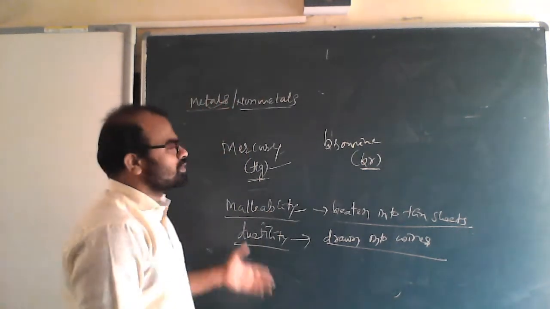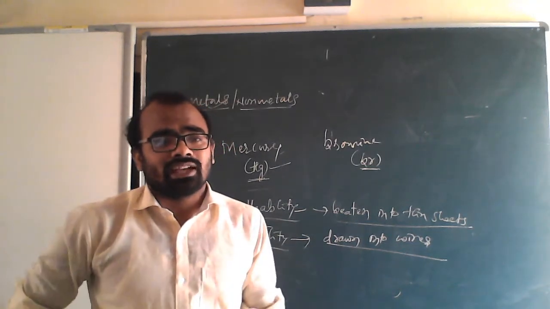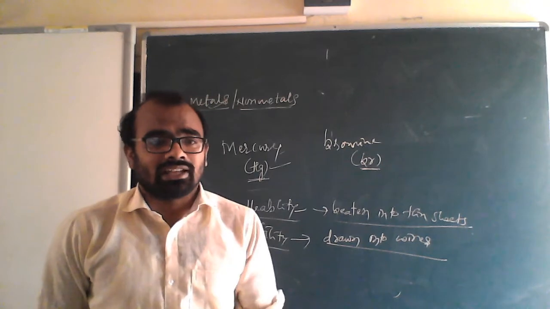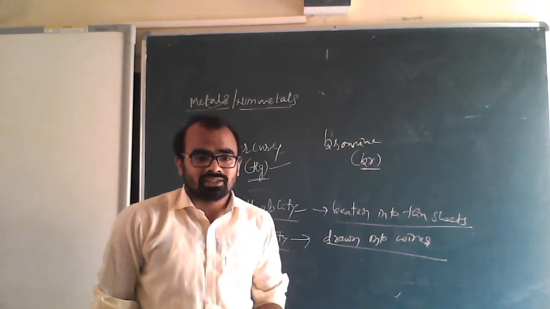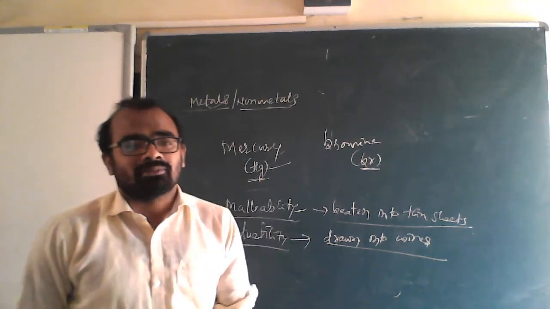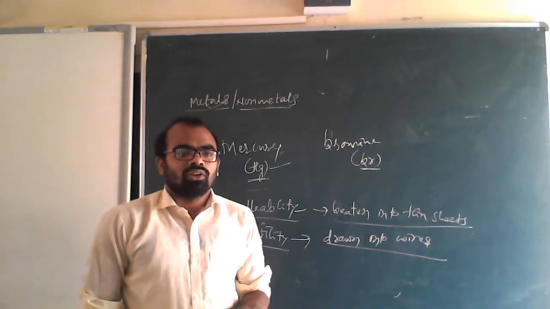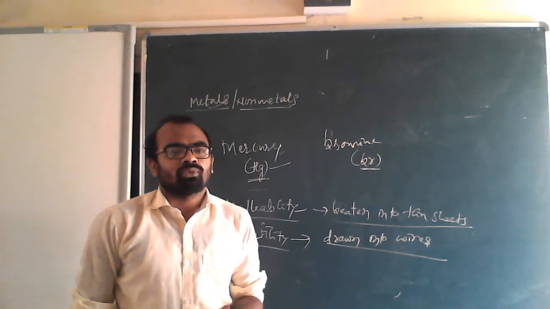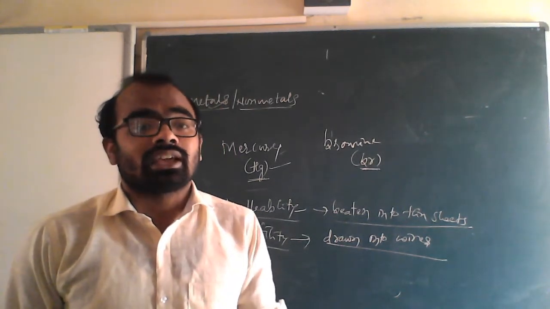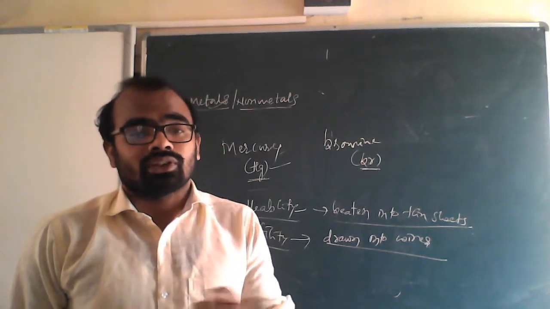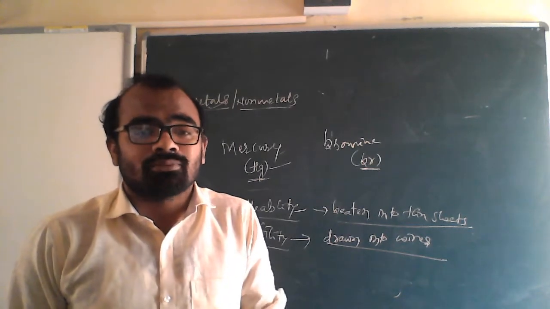Chemical properties. You should remember all the chemical reactions of metals: reaction with water, reaction with oxygen, reaction with acids, reaction with bases, and of course displacement reaction. You should remember all these five reactions. Displacement reaction is very important in that. Metals react with oxygen and form metal oxides which are basic in nature. That is important.